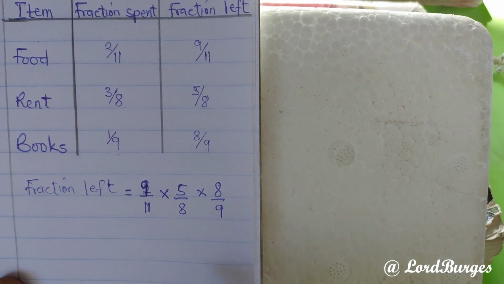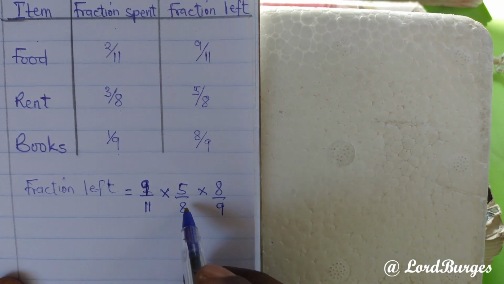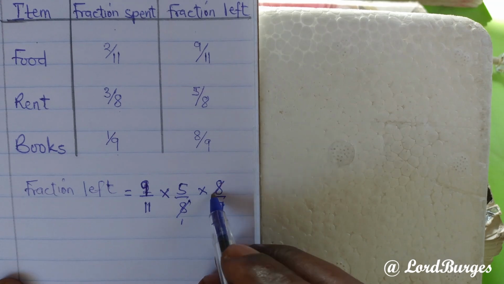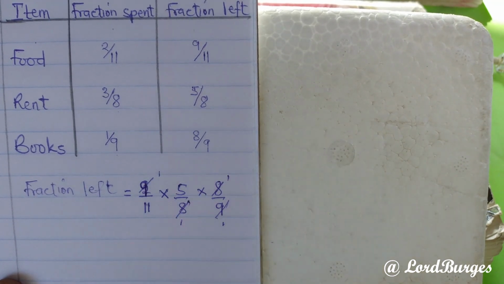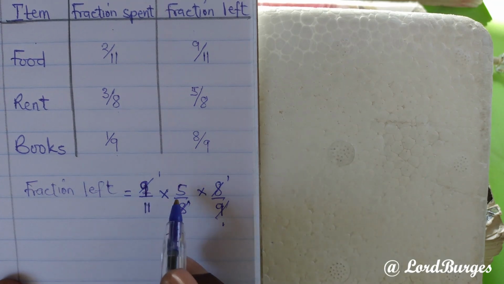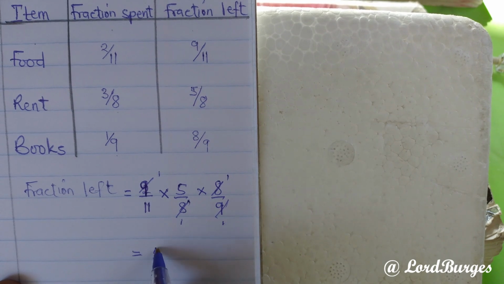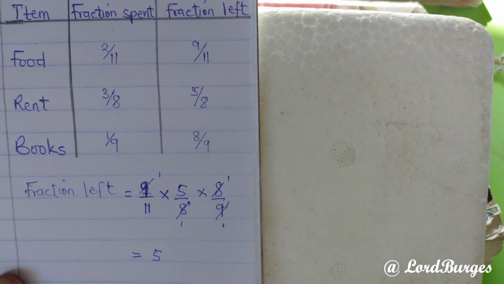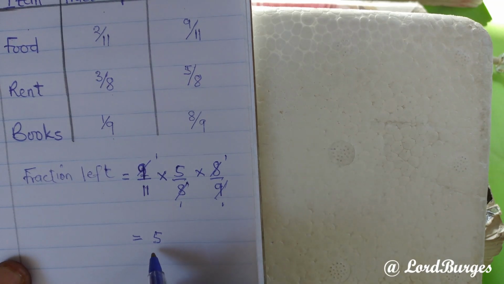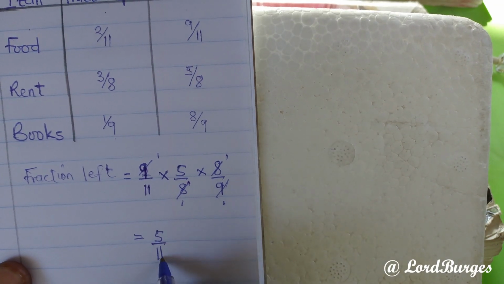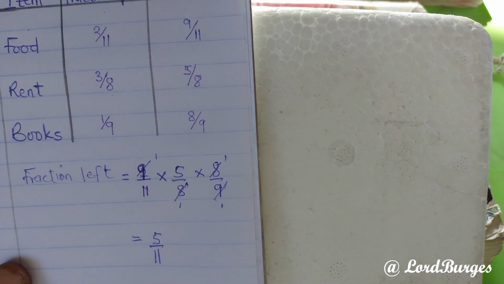At this stage, you know this is multiplication of fractions, so you have to reduce. Therefore, 8 will cancel 8. 9 will also cancel 9. So I have 1/5/1, which is giving me 5. Then 11/1/1 will also give me 11. So this is the total fraction left.